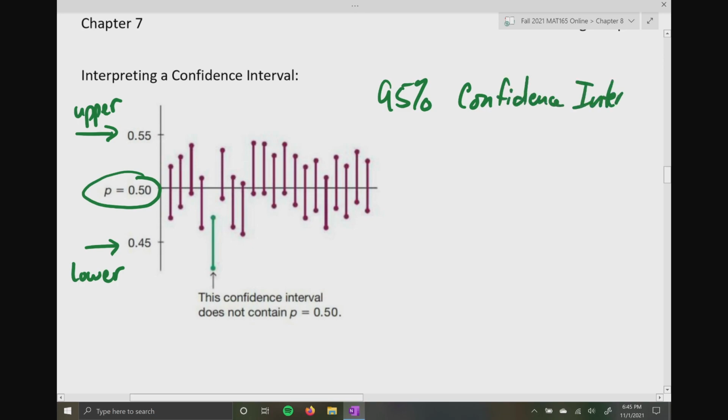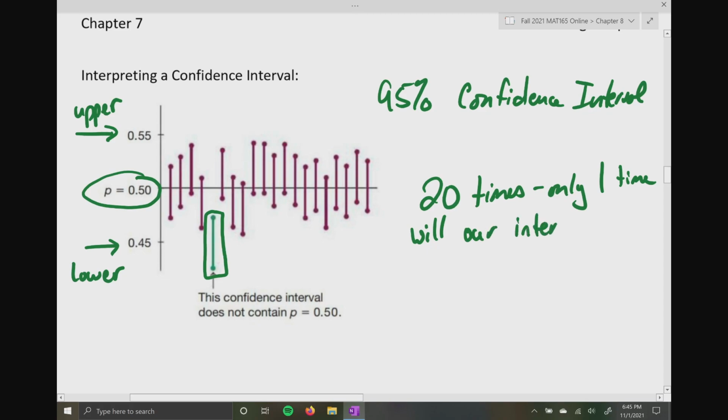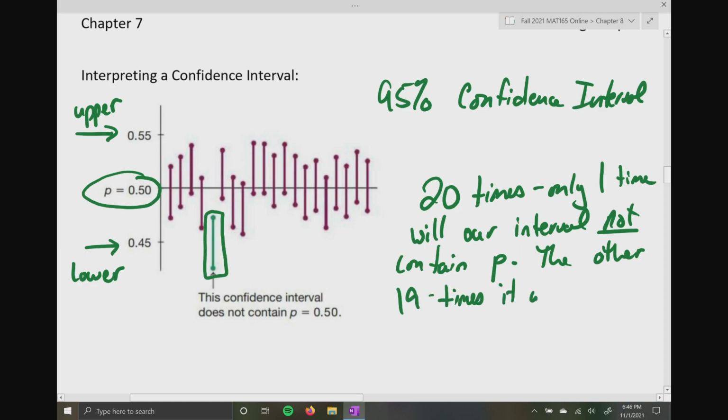But what the 95% confidence interval tells us is that, now you can count, I think there are 20. So 1, 2, 3, up to 19, and 20. Good. So now I'm going to erase all of them. So what the confidence interval tells us is that if we were to repeat this process 20 times, only one time, which is highlighted in green right here, only one time will our interval not contain P. The other 19 times, it will. And that's what this is showing us here.